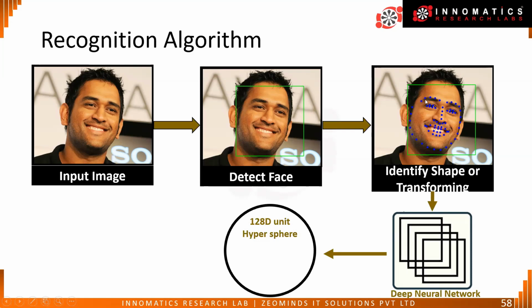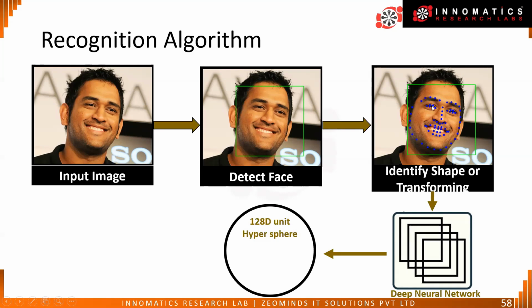From this point to this point, what is the distance? I'll try to find the distance between all these points. That is what I'm trying to do here. The model I created will extract the 68 landmarks, meaning 68 points will be extracted from here. After that, I'll extract the distance from point 1 to point 2, point 2 to point 3, and so on.